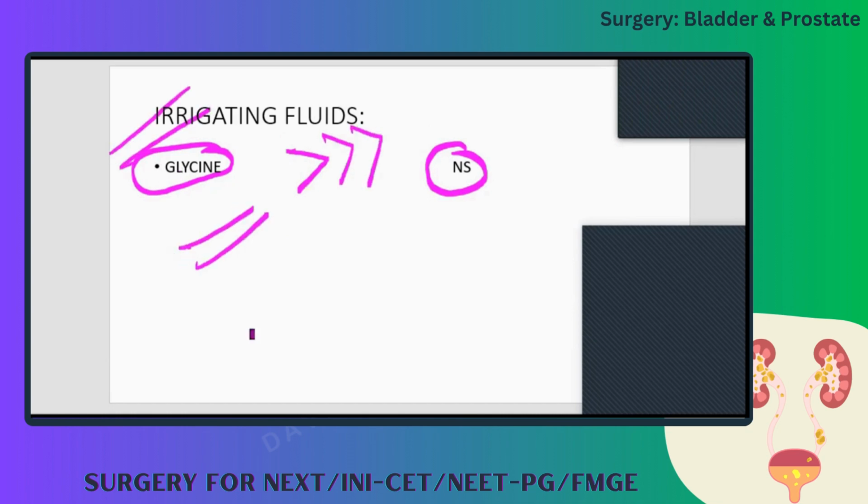Limits are important, and irrigating fluids are important. Glycine is the most common irrigating fluid which we use for bladder resection and TURP, transurethral resection of the prostate. Clear?